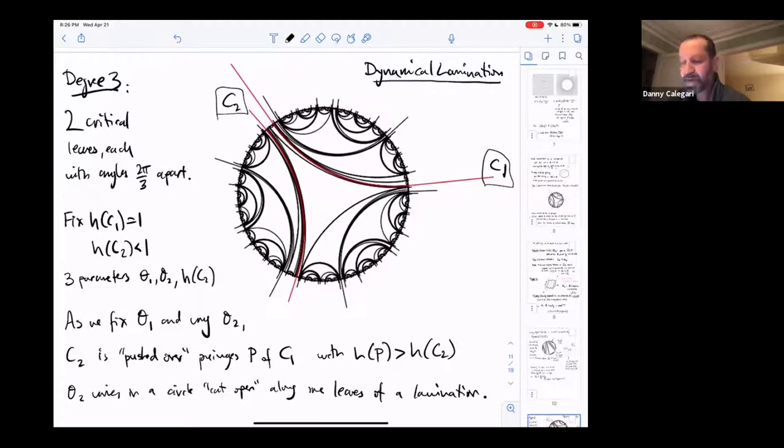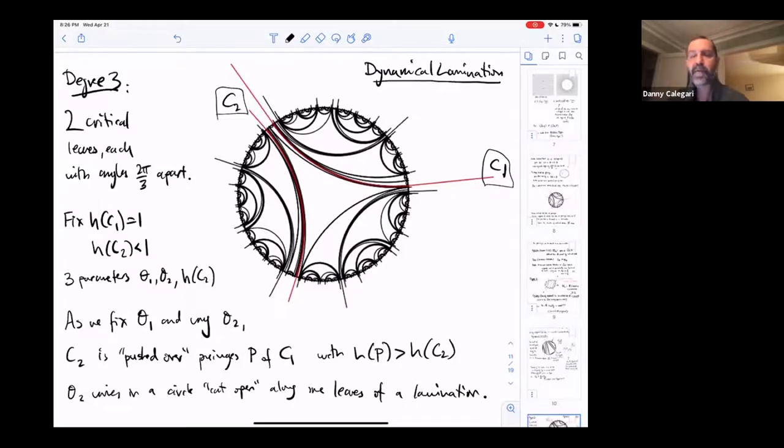when we know what theta 2 is, how do we know where the other leaves are? So we know that no matter what theta 1 and theta 2 are, there's a unique dynamical lamination which has those leaves as critical leaves. But exactly where all the other leaves are is kind of a complicated thing. And so as C2 moves around as a function of theta 2, the location of the pre-critical leaves of C1 also vary in some complicated way.